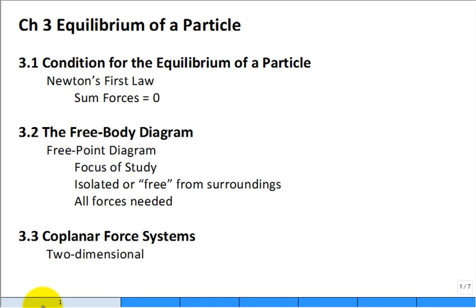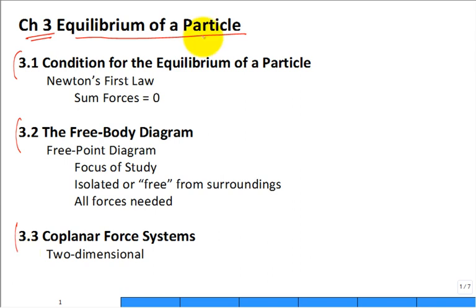All right, so let's start chapter 3. It's the equilibrium of a particle. Section 3.1 is 1 or 2 pages of information. Section 3.2 is a few pages, and then 3.3. I encourage you to look at titles of chapters and titles of sections when you're reading your book.